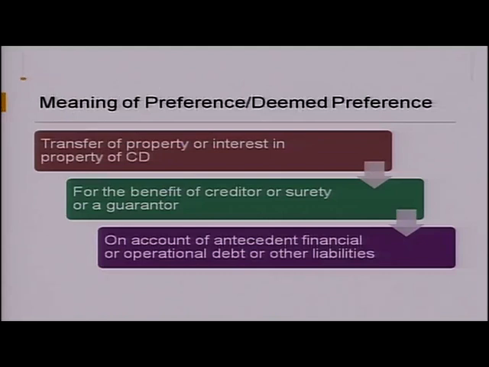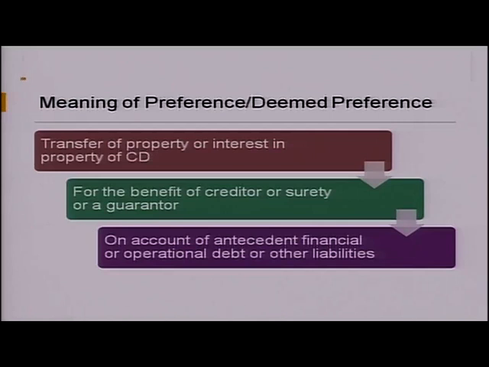Now, what is the meaning of the preference? The meaning of the preference or the deemed preference, friends, is given in section 43 itself, and if you look at the presentation before you, the first item clearly mentions transfer of property or interest in the property of the corporate debtor. Now, this is extremely important. So there must be a transfer. Number two, it must be for the benefit of a creditor or surety or a guarantor. So it must accrue to the benefit of a creditor or a surety or a guarantor.